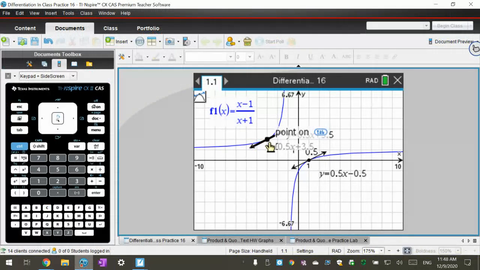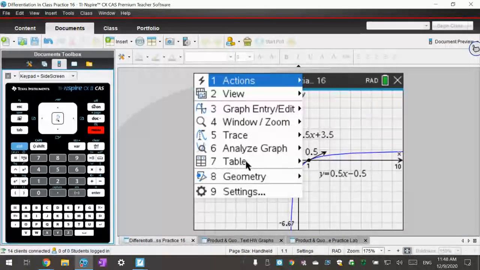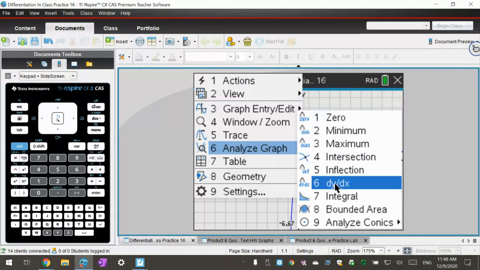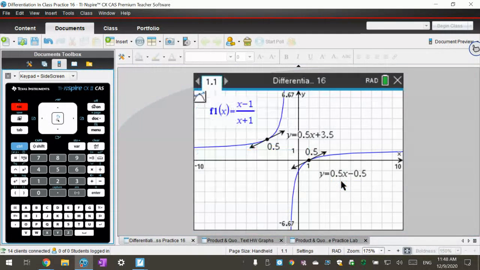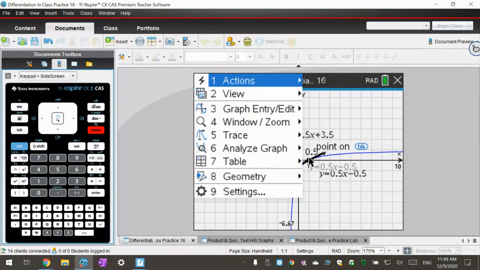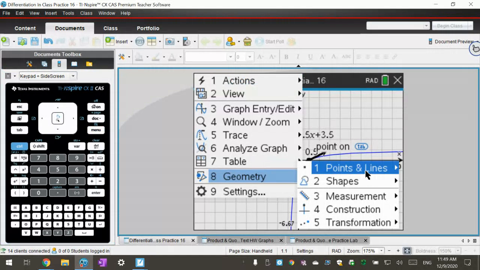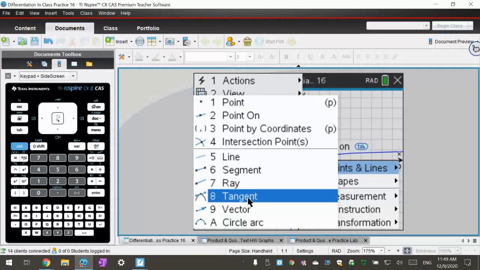When I did this on the calculator, as you can see, I already did it. The first thing you're going to do is menu, analyze graph, and then dy dx. I've done this on a couple videos. After I click this, I plug in the 1 and the negative 3, and it will tell me right on my graph. Let me escape so you can see that the slope is 0.5 at negative 3 and the slope is 0.5 at 1. Then I did menu, geometry, points and lines, and I hit the tangent line, and then I hit those points, and it gave me the lines.